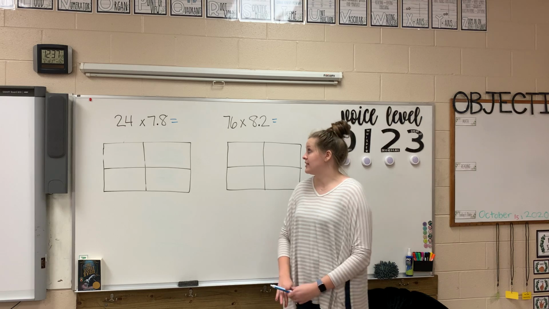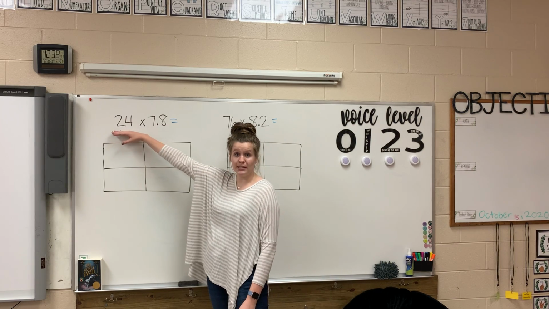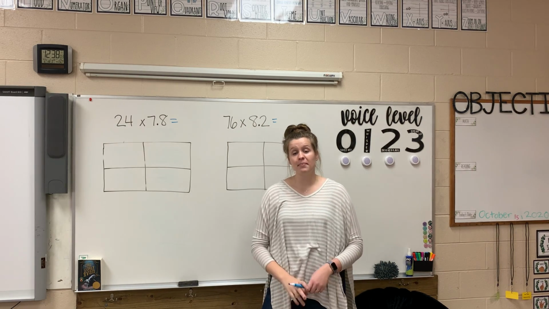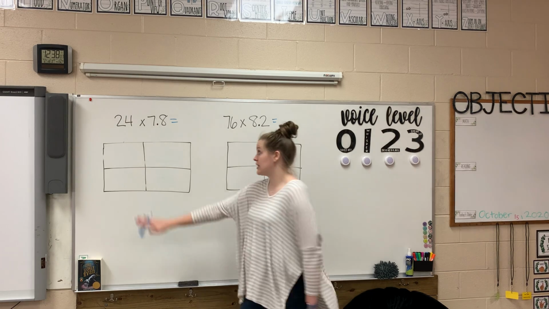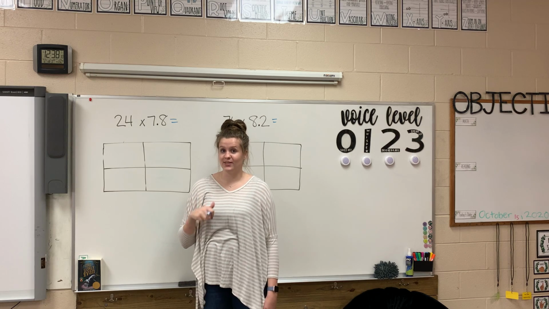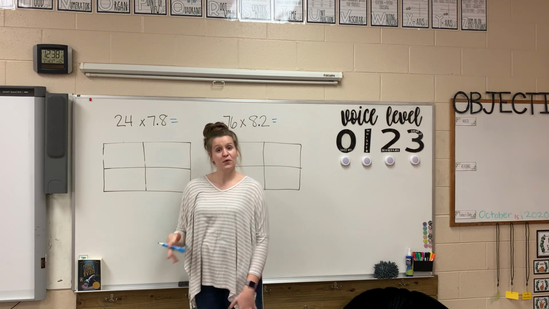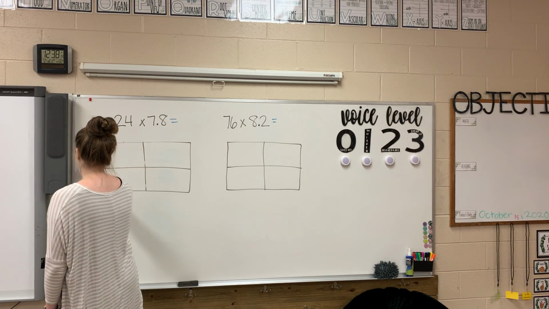So the first thing we're going to do is look at that whole number that we're multiplying by. And we're going to break it apart by place value just like you would if you were using the box method to multiply two whole numbers. So 24 will be broken up into 20 and 4. Good job. So we're going to write that right here.